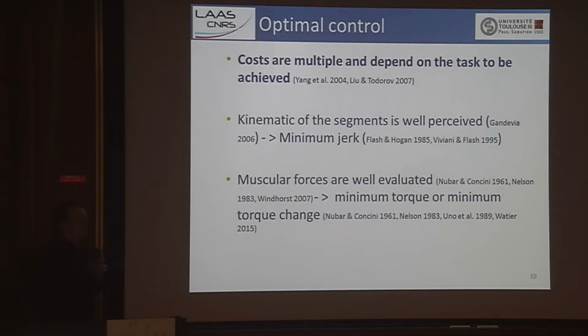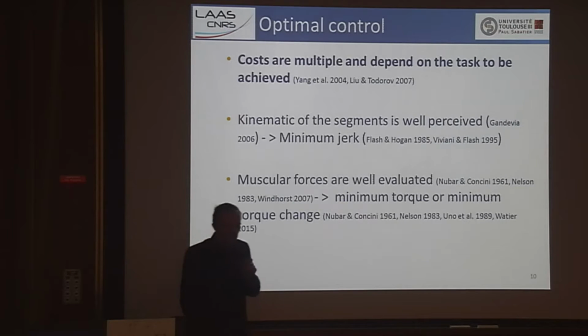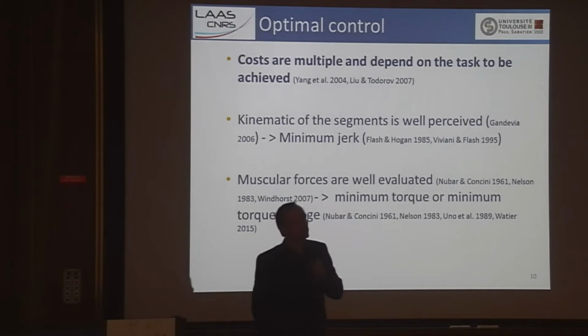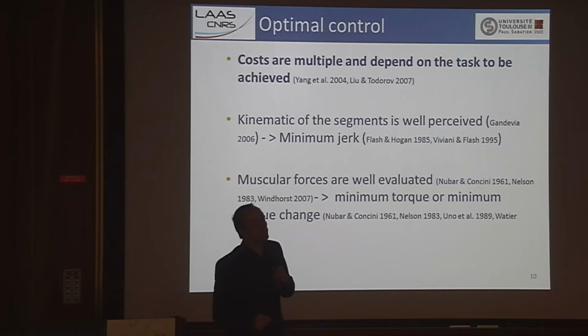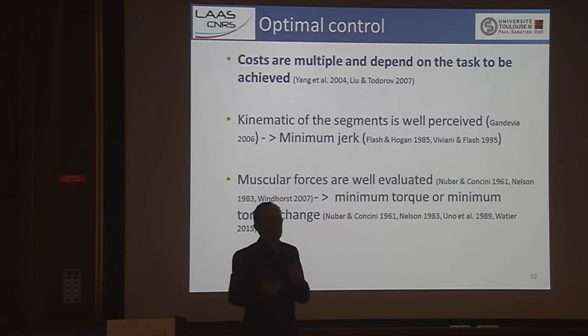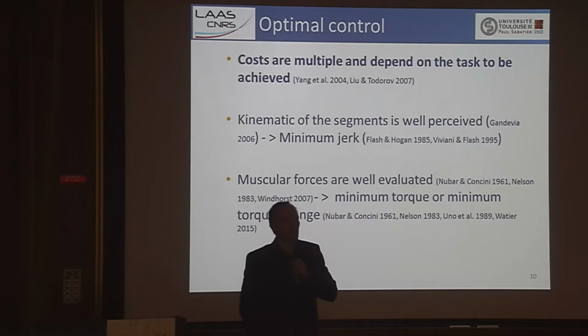So, of course, the cost which could be minimized in a given motion is multiple and depends on the task to be achieved. Of course, if you are doing a whole body motion, if you are doing an accurate movement, if you are reaching, pointing, you won't minimize the same cost function.